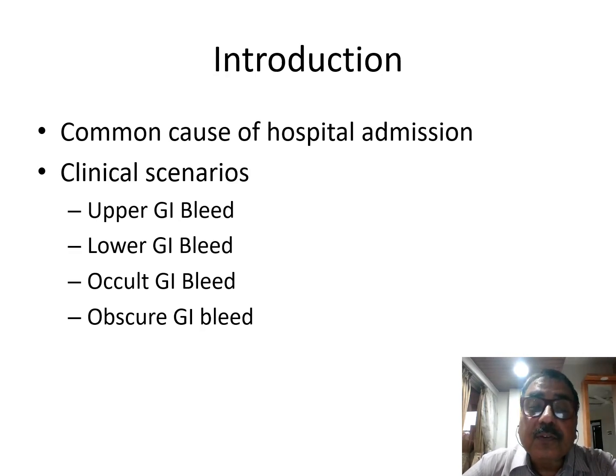It is one of the common causes, and there are clinical scenarios, particularly upper GI bleed, lower GI bleed, occult GI bleed, and obscure GI bleed. You will find that this is an important cause of hospital admission in most cases, and if we address it thoroughly, you can definitely save a valuable life and prevent morbidity, which is largely possible with medical therapy.